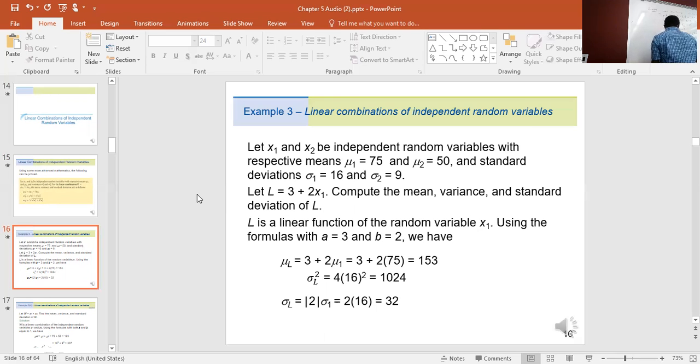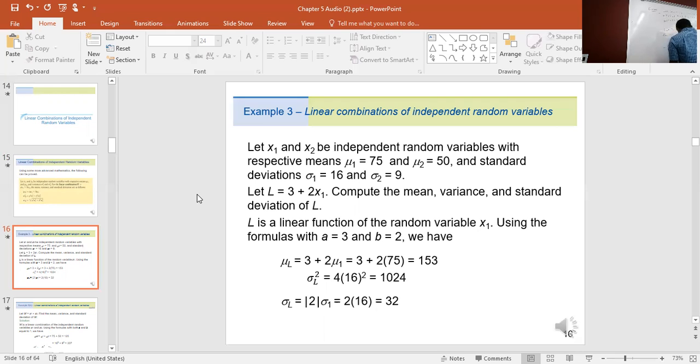Now let z be equal to y minus 2x. Here I made another one, z equals y minus 2x. Then E of z is E of y minus 2 E of x. E of y is 4. E of x is 3. 4 minus 6 equal to minus 2.